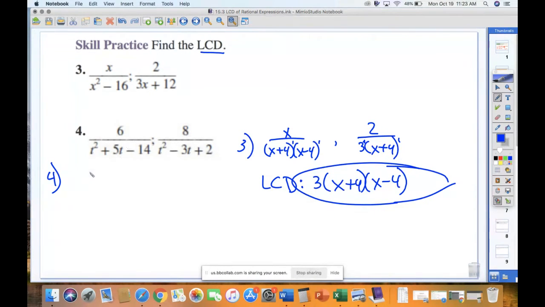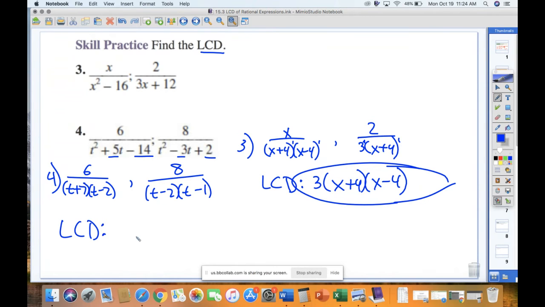Problem number 4. 6 over, let's see, this is going to factor to t plus 7, t minus 2. 7 times negative 2 is negative 14. 7 minus 2 is 5. And this is going to factor to, let's see, t squared minus 3t plus 2. This is going to factor to t minus 2, t minus 1. Minus 2 times minus 1 is plus 2. Minus 2 minus 1 is minus 3. So now I inspect to get my least common denominator. I have a t plus 7. I have a t minus 2, and I have a t minus 1, and all of these are to the first power. These are my unique factors.